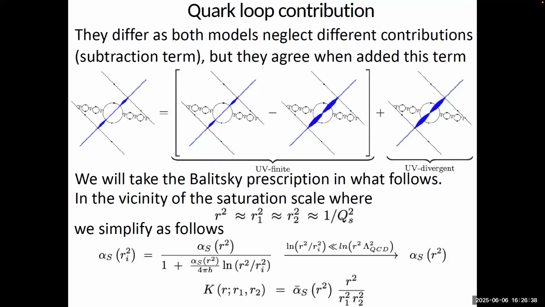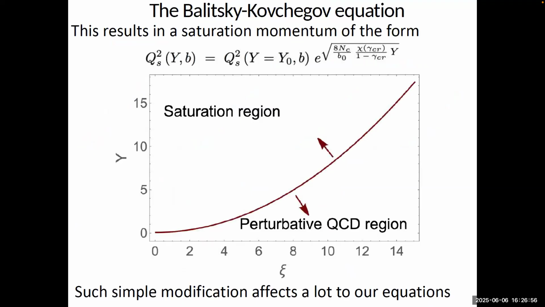Also, we will take some approximation. For example, near the saturation zone, the dipole sizes are similar, so we can reduce the kernel as follows. So having that in mind, we will have the same formulas that we derived before, but with a different definition for the saturation scale. Also, this xi will change its definition, so our initial conditions will be more complicated in this case.